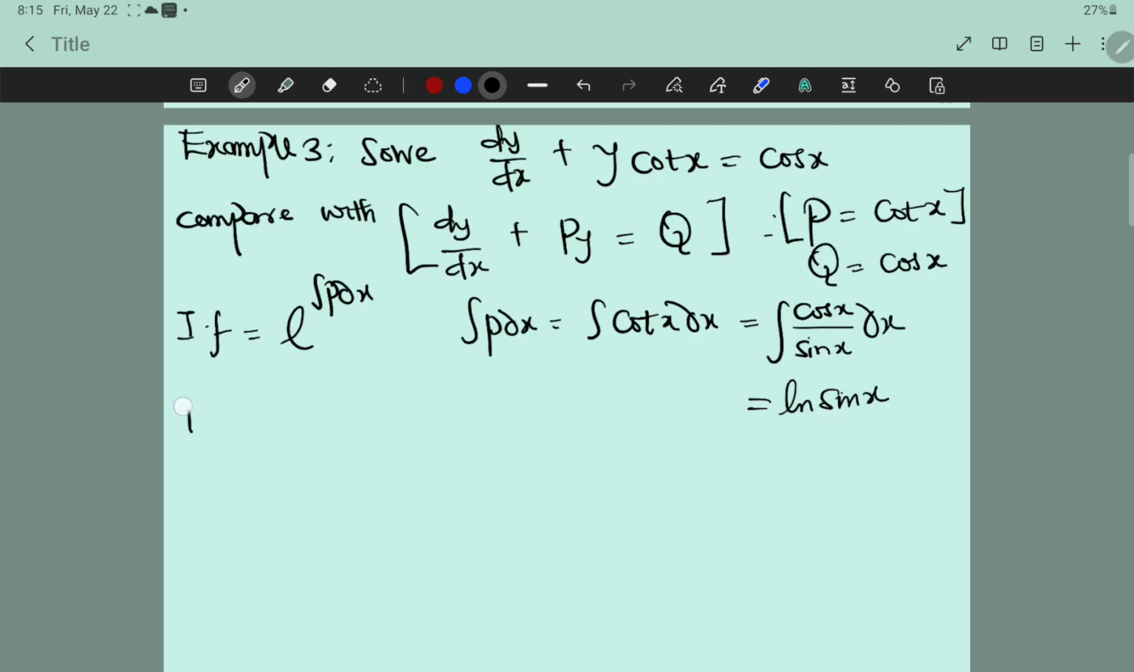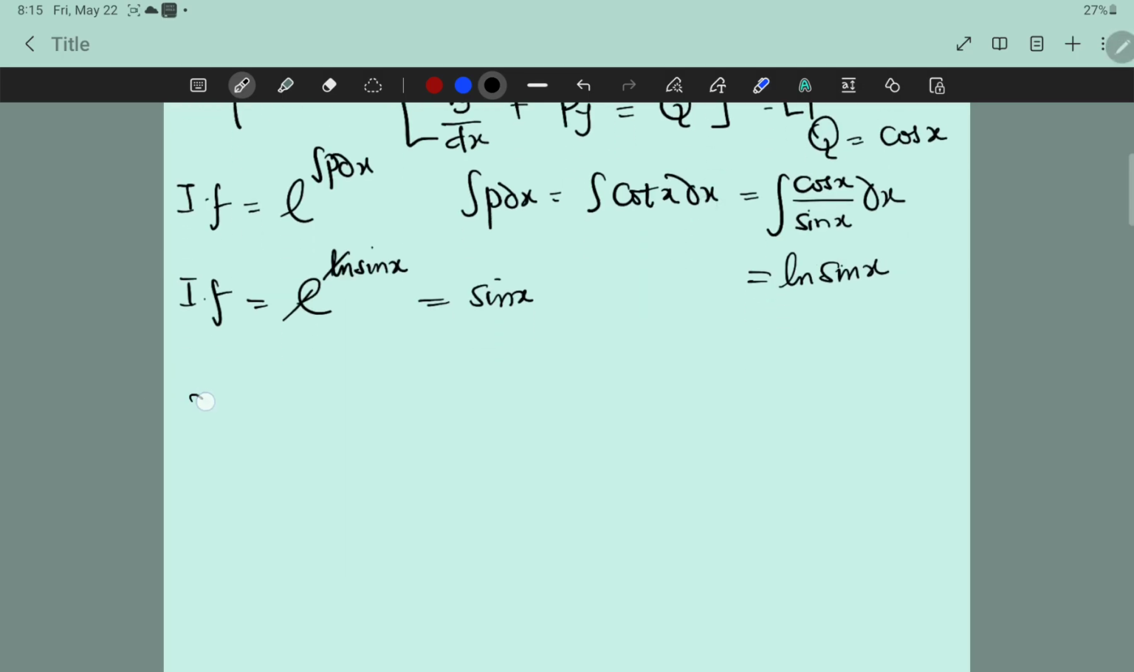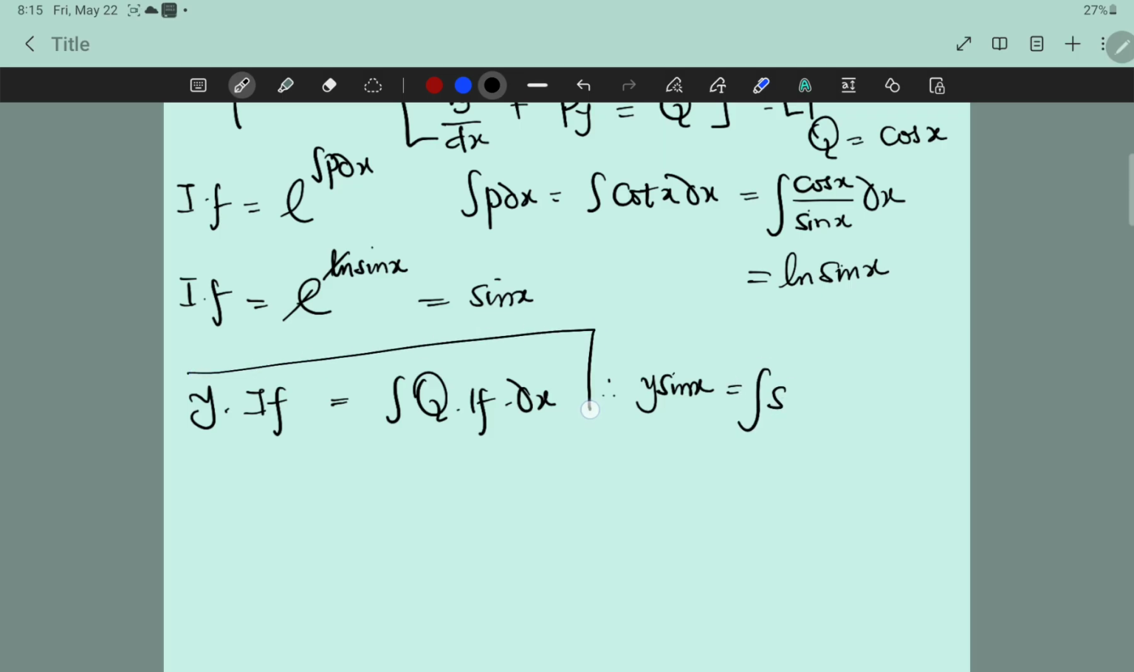So it means that the integrating factor is equal to e to the power of ln sine x, so this cancels this, which is equal to sine of x. Yes, the integrating factor is sine of x. And so when the integrating factor is sine of x, it means that y multiplied by the integrating factor is equal to the integral of q multiplied by the integrating factor dx, which means that y sine of x is equal to the integral of, so we are quoting this law at this point.